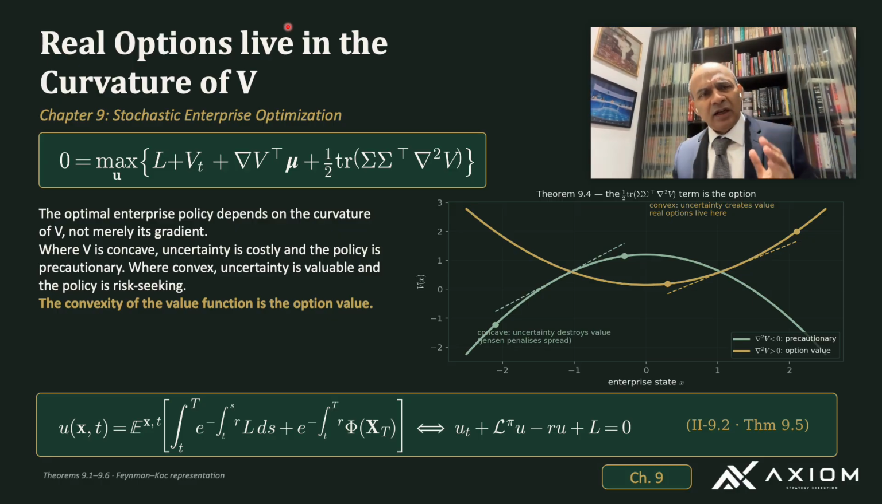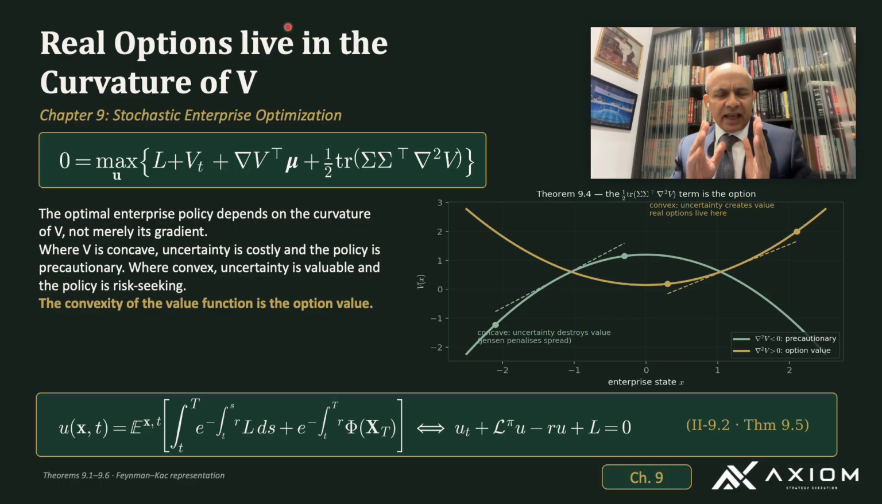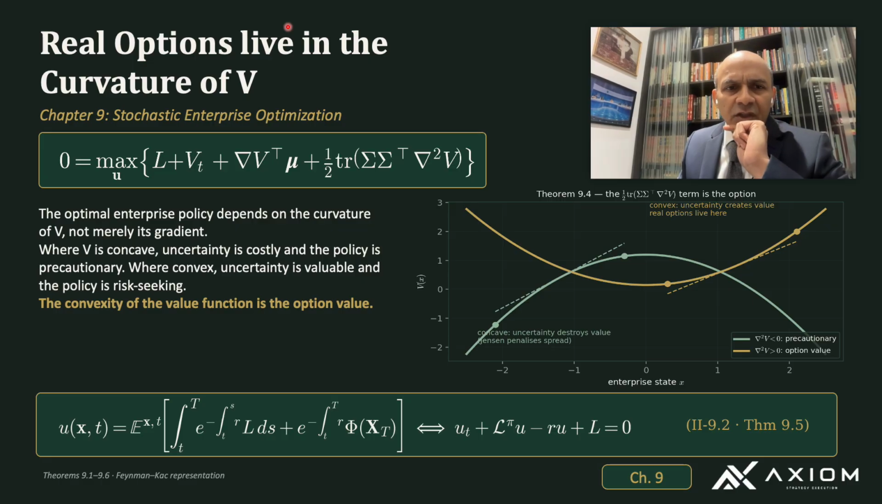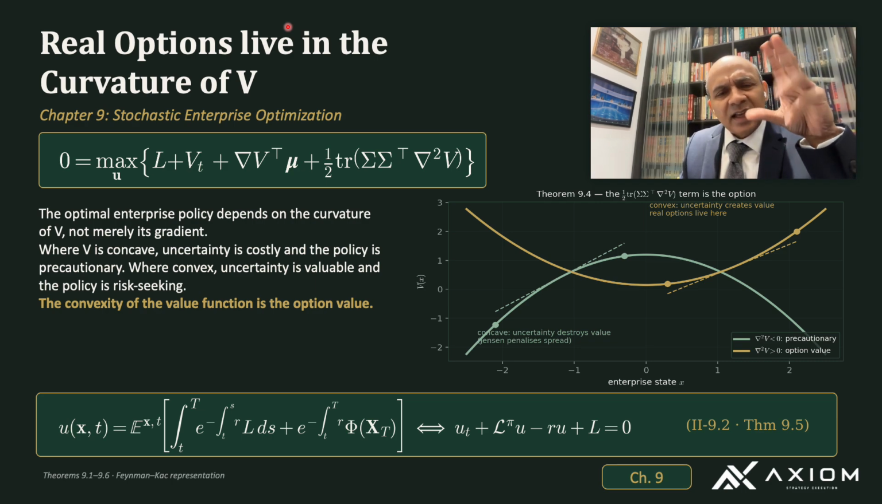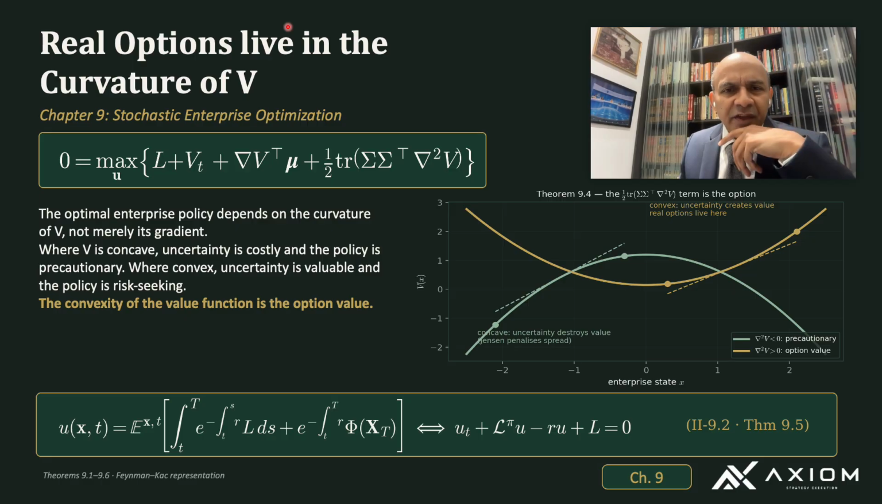Now, let me make one structural observation. The second order term means the optimal enterprise policy depends on the curvature of the value function, not merely its gradient. Where V is concave, uncertainty is costly and the policy is precautionary. Where convex, uncertainty is valuable and the policy is risk-seeking. Now, real options live in the sign of the second derivative of V.